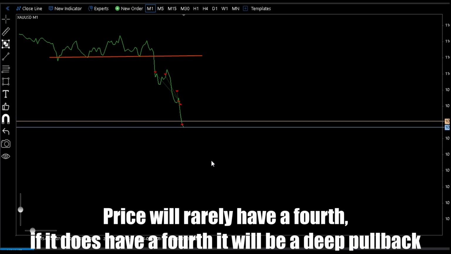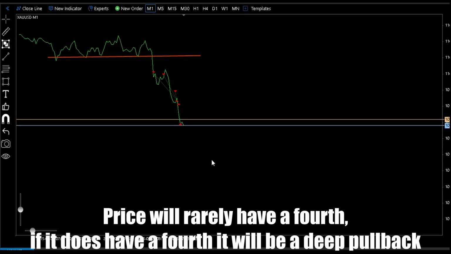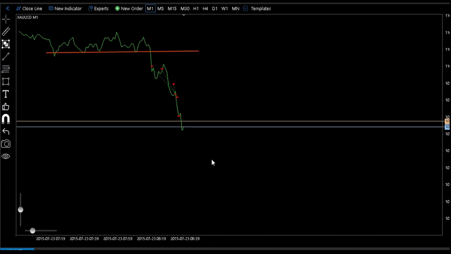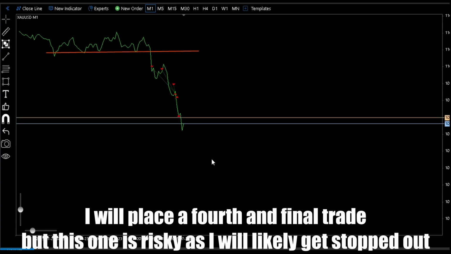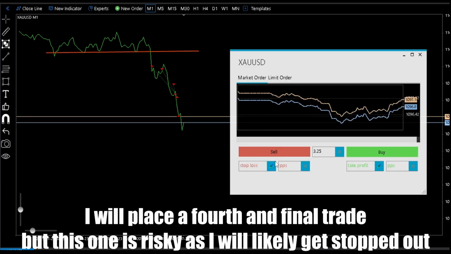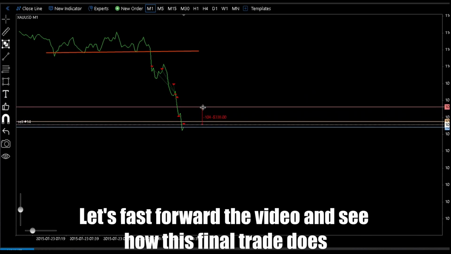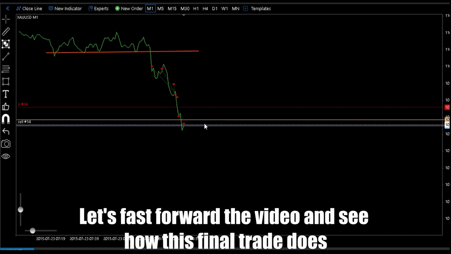Price will rarely have a 4th. If it does have a 4th, it will be a deep pullback. I will place a 4th and final trade, but this one is risky as I will likely get stopped out. Let's fast forward the video and see how this final trade does.